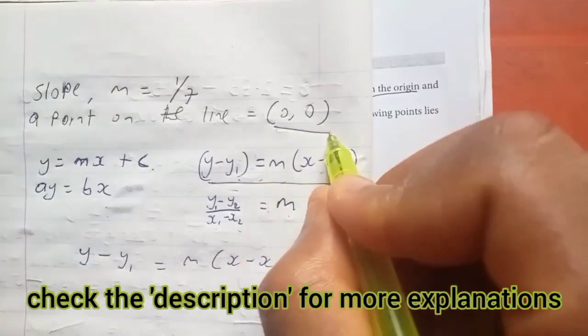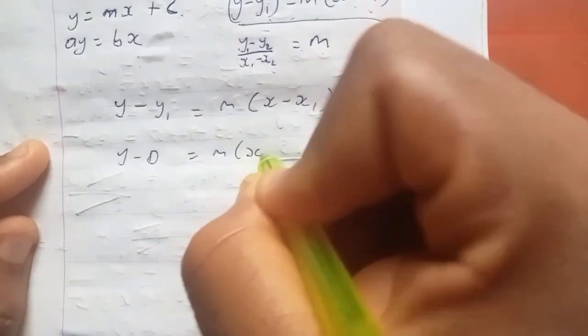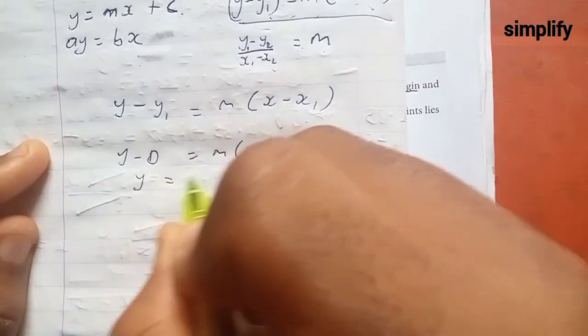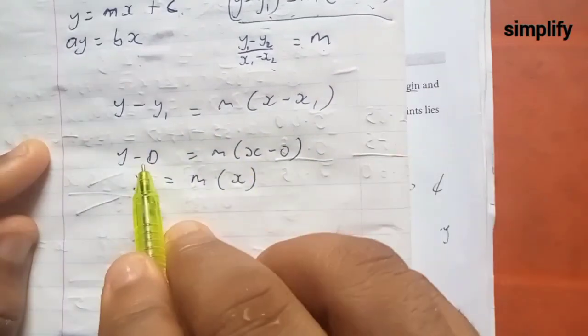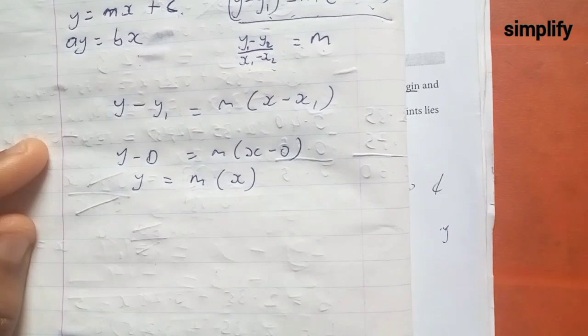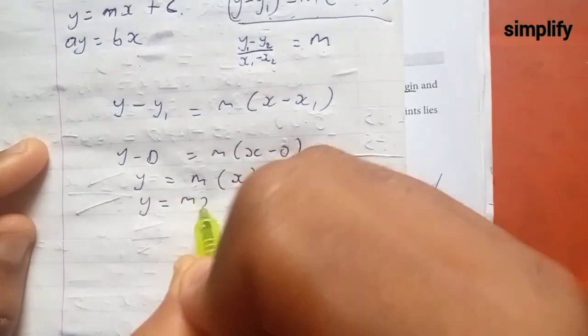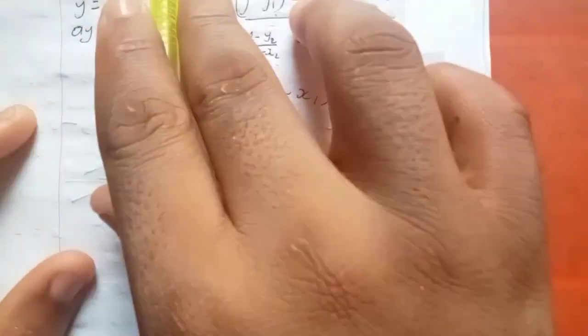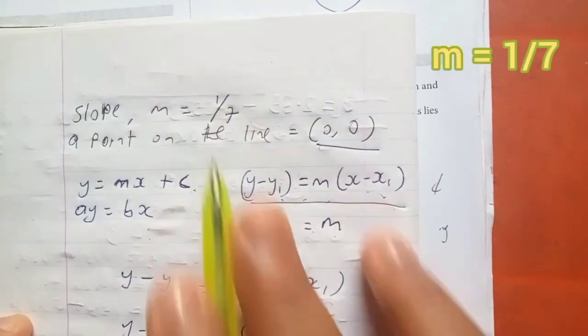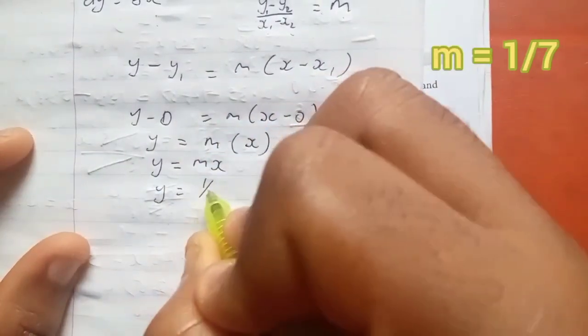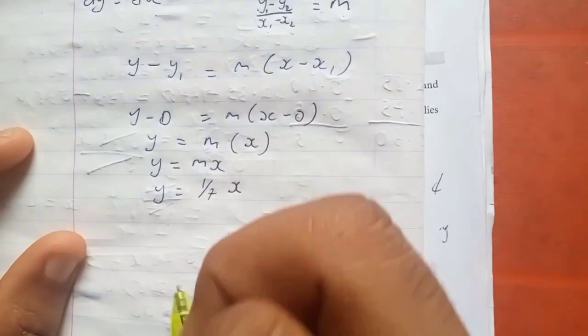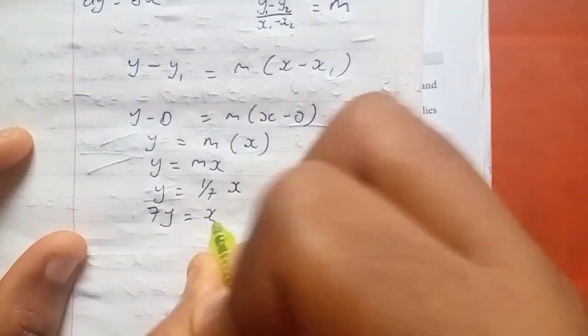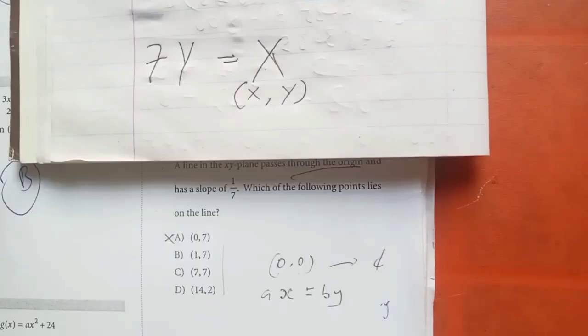The point on the line that was given is (0, 0). That means y1 and x1 are both 0. So we have y - 0 = m(x - 0). So we have y = mx, because y minus 0 is y and x minus 0 is still x. But our slope is given as 1 over 7, so we have y = (1/7)x. When we cross multiply, or multiply both sides by 7, we get 7y = x. That means the equation of the line is 7y = x.